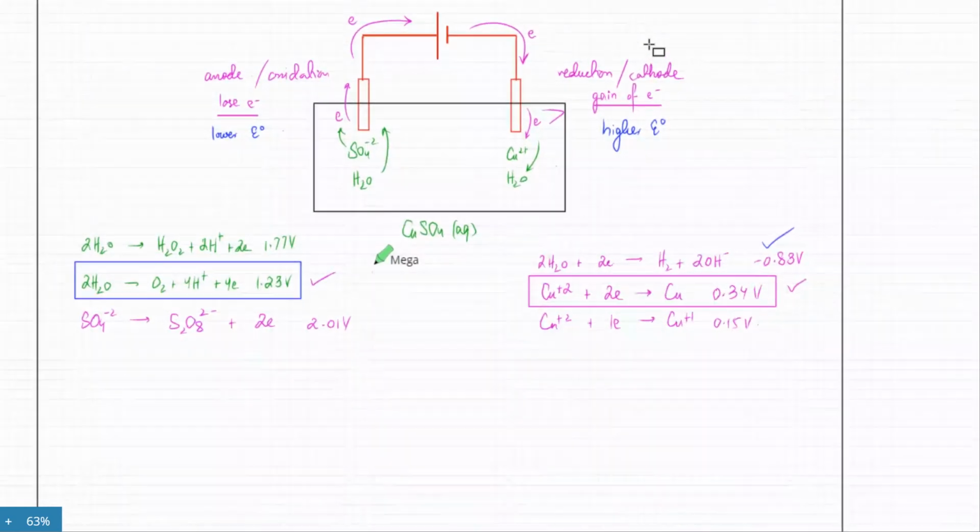Now, in all cases, you're going to do the same thing. Remember, you're not going to waste time copying these equations. You'll just mark those equations in the data booklet.